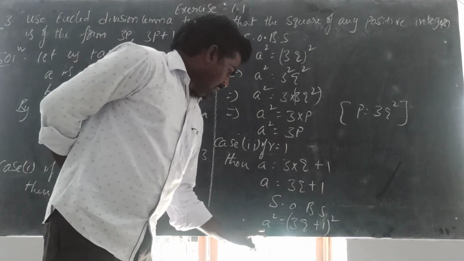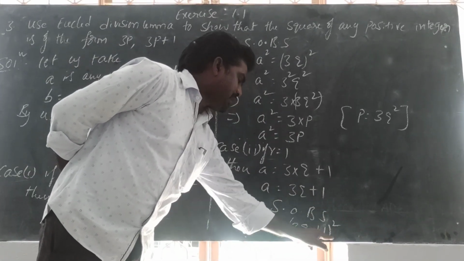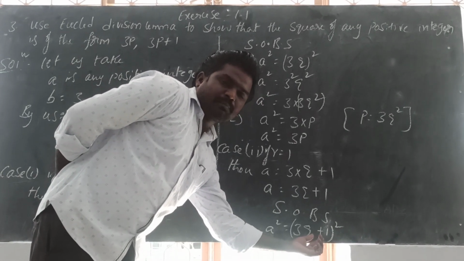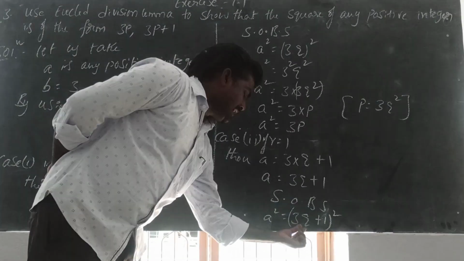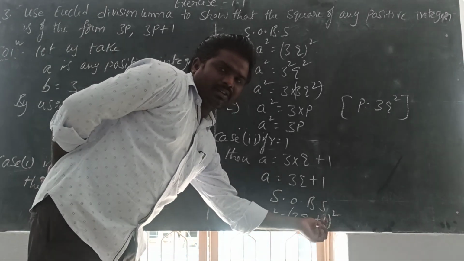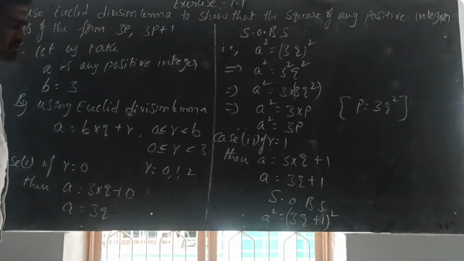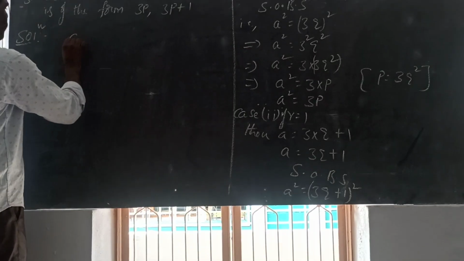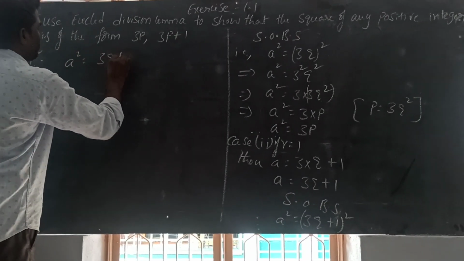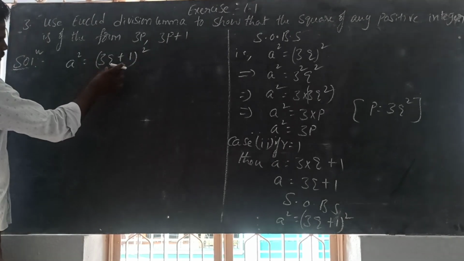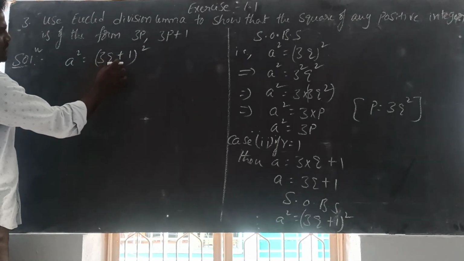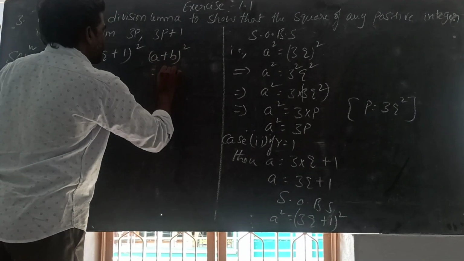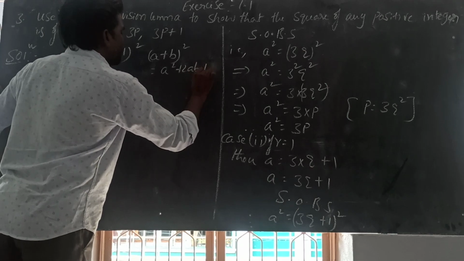So here A square is equal to 3q plus 1 whole square. We use the algebraic identity for a plus b whole square. What is the formula for a plus b whole square? A square plus 2ab plus b square. So a plus b whole square is equal to a square plus 2ab plus b square.